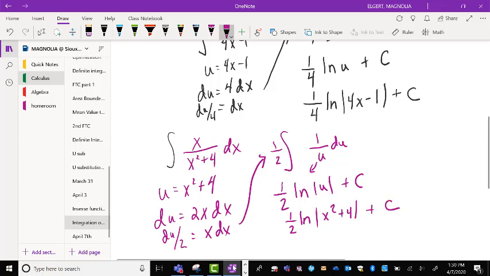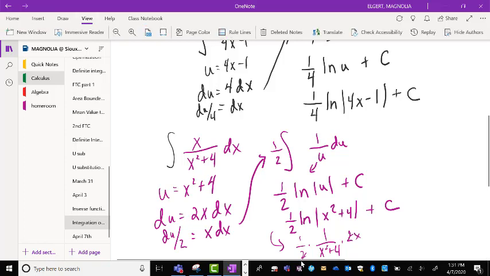How do I know if I'm right? Well, if you want to check this, take the derivative of this. The derivative would be 1/2 times 1 over x squared plus 4 times the derivative of the baby inside, which would be 2x. Those 2s cancel. So I get x over x squared plus 4. So I was right. So that's how you can check those.